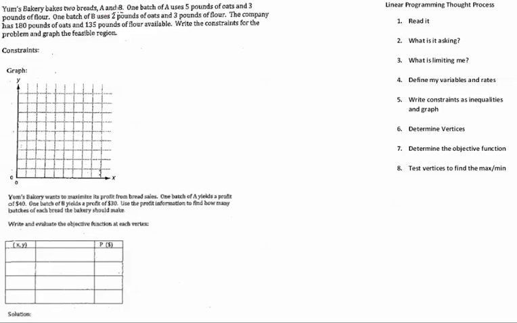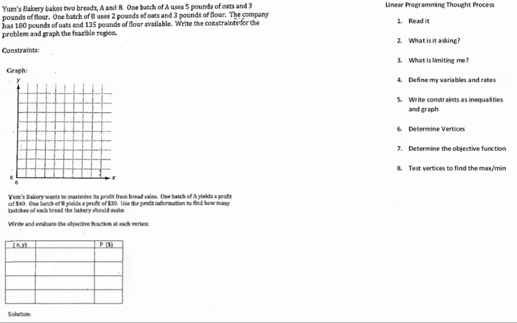Here I have 2 types of bread. Not really limiting me at all. It's just 2 types of bread. One batch of bread A uses 5 pounds of oats and 3 pounds of flour. While these are rates, 5 pounds of oats per batch A and 3 pounds of flour per batch A, it's not really limiting me at this point. It's just telling me how many pounds of oats I need and how many pounds of flour I need to make one batch of bread A. And the same thing with the batch of bread B information. I need 2 pounds of oats for a batch, and I need 3 pounds of flour for a batch.